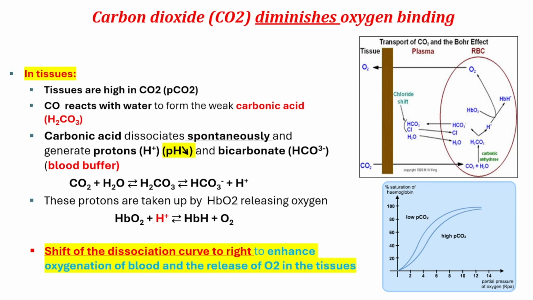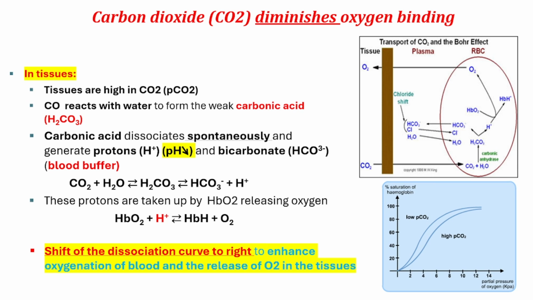In the RBCs, I have my hemoglobin, which is carrying the oxygen. Now, what will happen in the presence of this proton? We're going to have an exchange. The oxygen will be released and replaced by the proton. So I'm going to have release of oxygen and I'm going to have HbH, hemoglobin H, with the proton attached instead of oxygen. And then the oxygen will be delivered to the tissue. So this is how the oxygen is exchanged with the CO2 between the tissue and the RBC.